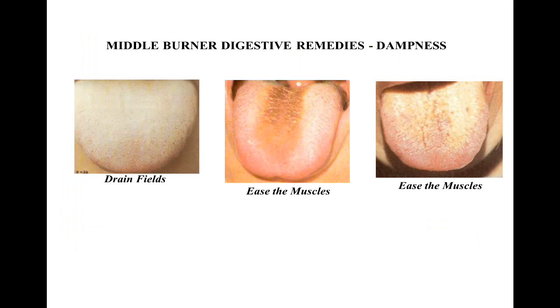And these three tongues here compare remedies for dampness. Notice the difference between dampness without heat, with Drain Fields, and dampness with heat, for which you use Ease the Muscles. It's very, very clear on the tongue.